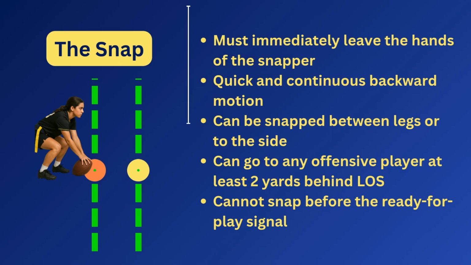So, although we use the term quarterback as a common phrase, there is technically no quarterback in flag football. You can snap the ball to anybody as long as that offensive player is 2 yards behind the line of scrimmage. So, you could snap it out wide to an offensive player that is 2 yards back, but maybe 10 yards to the right or left of the snapper. That's totally legal as long as it is one quick continuous motion backward and that player is at least 2 yards behind the line of scrimmage when they receive the snap. And again, you cannot snap before the ready for play signal. So make sure you let the referee blow that ready for play whistle before snapping the ball.